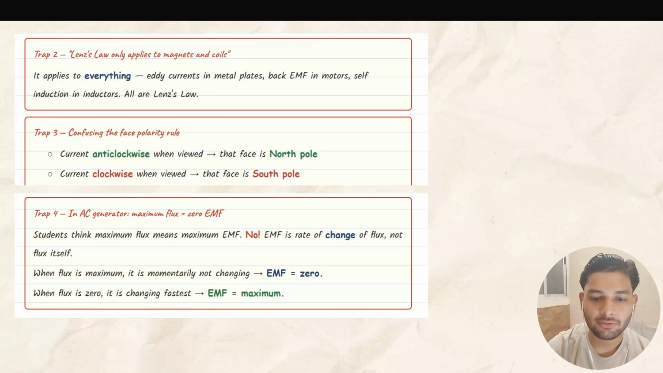This relates to the actual working principle of the AC generator. Students think maximum flux means maximum EMF. No, EMF is the rate of change of flux, not flux itself. When flux is maximum, it is momentarily not changing, so EMF is 0. When flux is 0, it is changing fastest, which means the EMF is maximum.